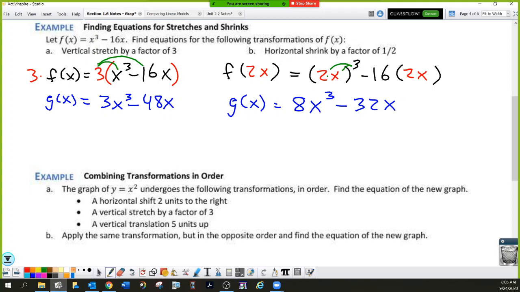Cool beans? All right. Well, it's not new stuff. Now all we can do is combine skills.